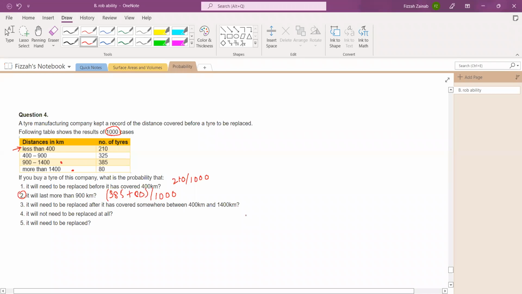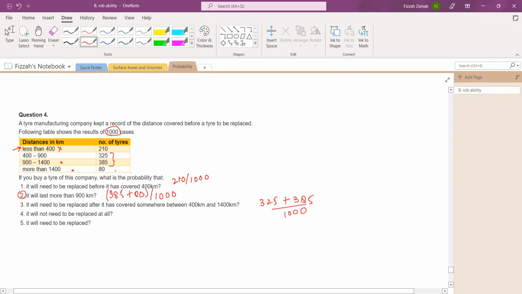Now it will need to be replaced after it has covered somewhere between 400 and 1400. Now what will you do? Ma'am, 325 plus 385 plus 80 upon 1000. Why 80? Yeah, in between 400, that means 400 is not included here. It will start from here, right? Yes, ma'am. So from 400 to 1400 only. So that means only these two categories you have to take, right? So 325 plus 385 and divided by 1000.